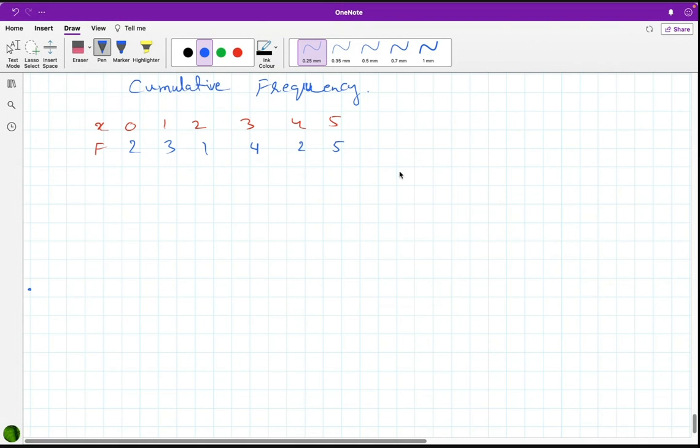So if I say that x is less than or equal to 0, what would be the cumulative frequency? We are talking about less than and equal to 0. So it is 2. Now if I say it is less than and equal to 1, how many are there? 2, 3. There are 5. 5, 2 plus 3.